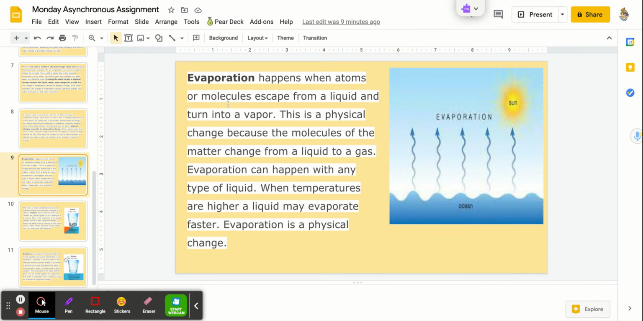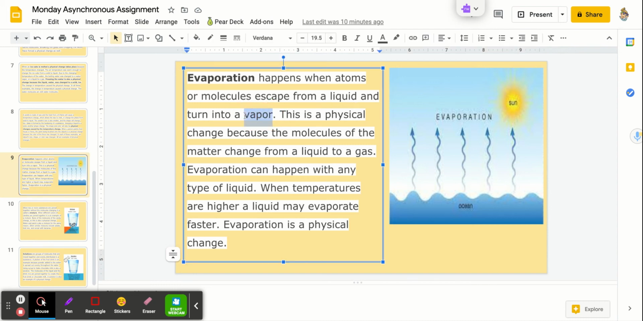Evaporation happens when atoms or molecules escape from a liquid and turn into a vapor. So atoms make up molecules. Vapor is a gas. This is a physical change because the molecules of the matter change from a liquid to a gas. Evaporation can happen with any type of liquid. When temperatures are higher, a liquid may evaporate faster. Evaporation is a physical change.